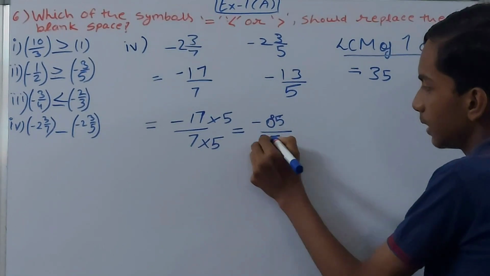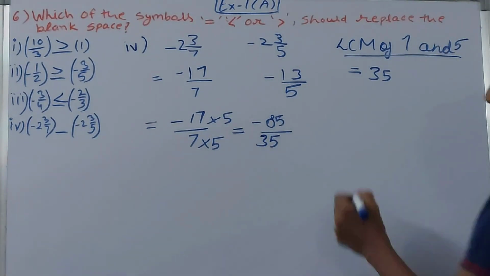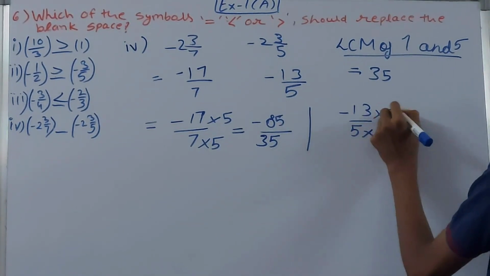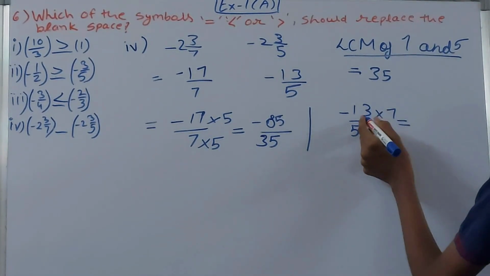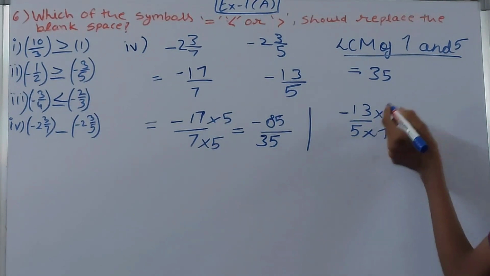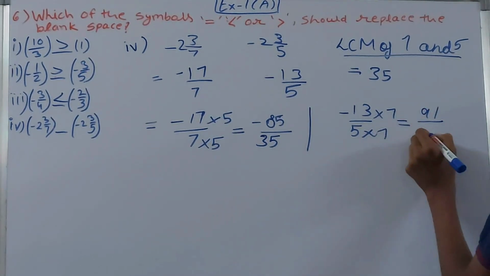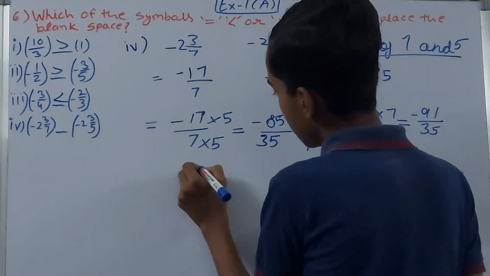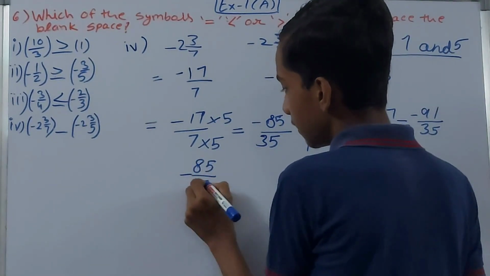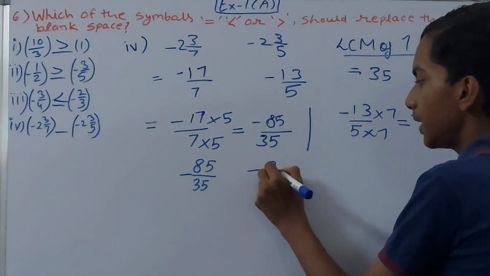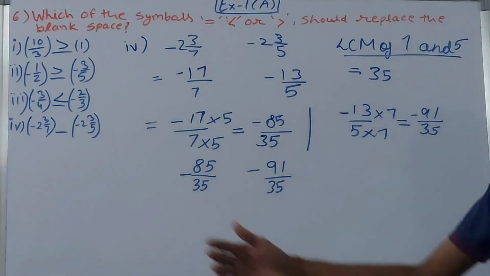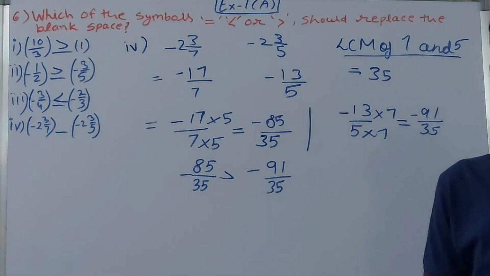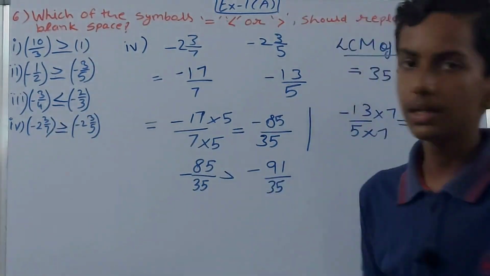8 will be 35. Now the other fraction, minus 13 by 5 into 7, into this is 7, right? So this will be 65, and then 65, 78 and 91. So 91 upon 35, and also put the minus signs, right? So minus 85 by 35 and minus 91 by 35. Compare yourself and tell which is greater and smaller. Of course, minus 85 is greater than minus 91. So put the sign this way. Let's move on to the next one.